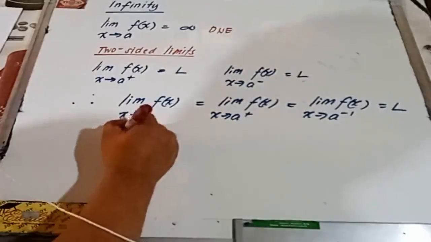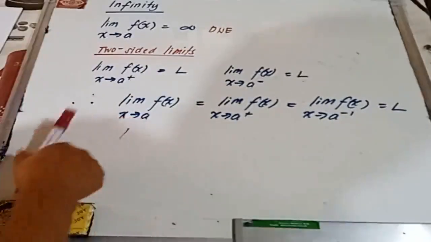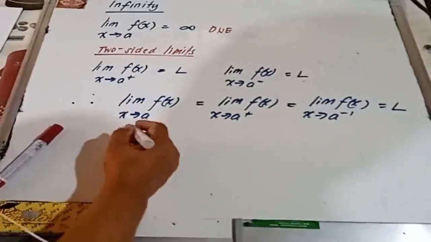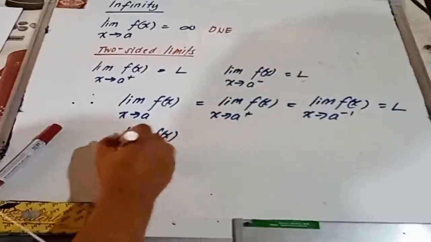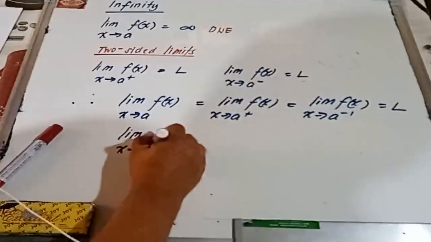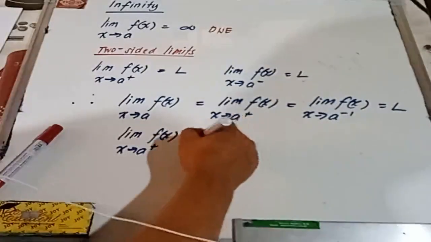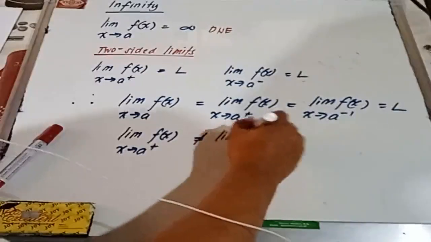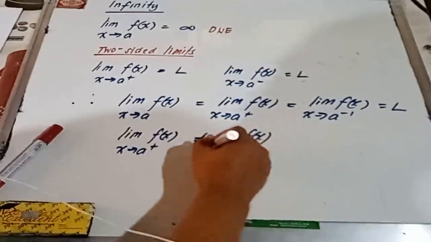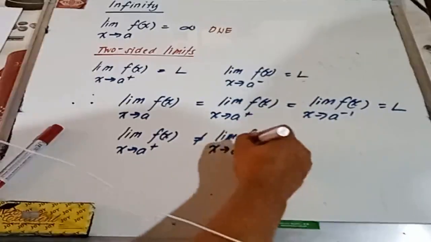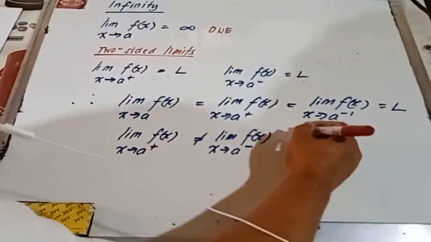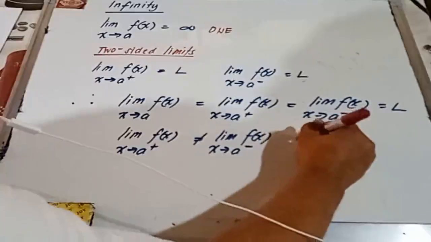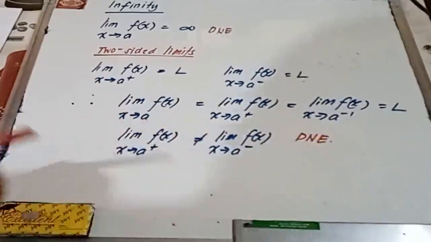Kapag yung limit of f of x as x approaches a to the right is not equal to the limit of f of x as x approaches a to the left. Okay? So, therefore, masasabi natin tong limit does not exist. Okay?